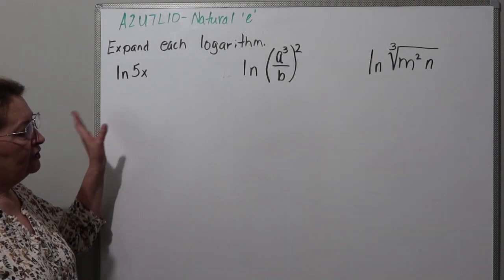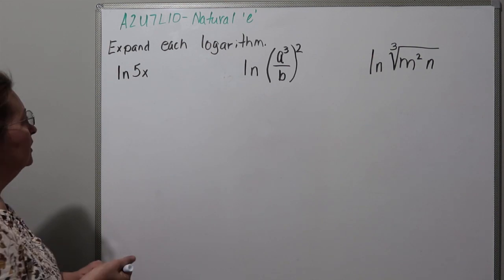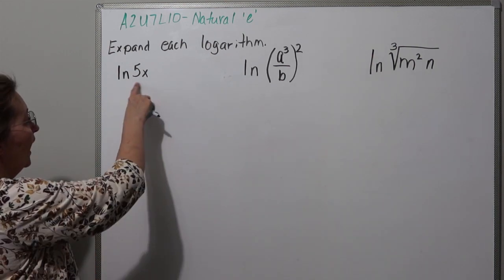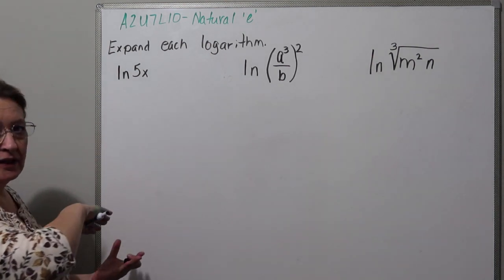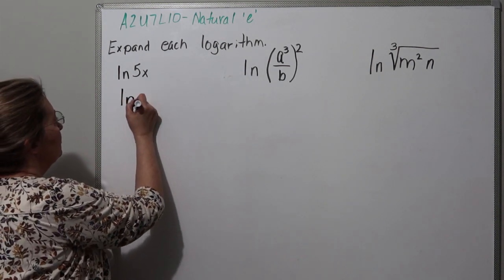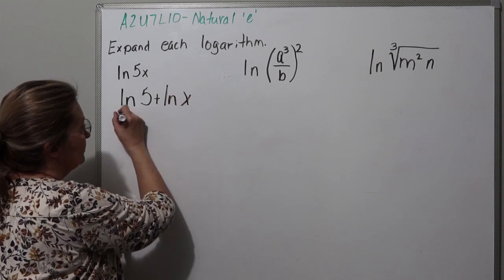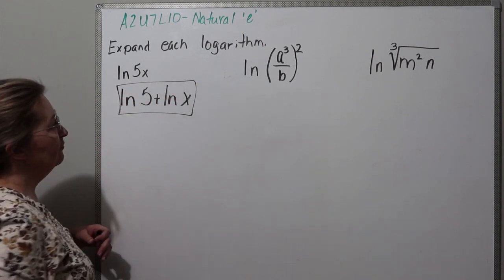Now we're going to go backwards, and we're going to take these expressions and expand them back out. So the first one, I have a product here. I can send that backwards and make it a sum. So this is going to be ln 5 plus ln x, expanded form.